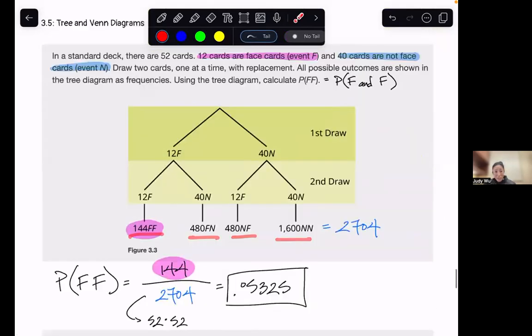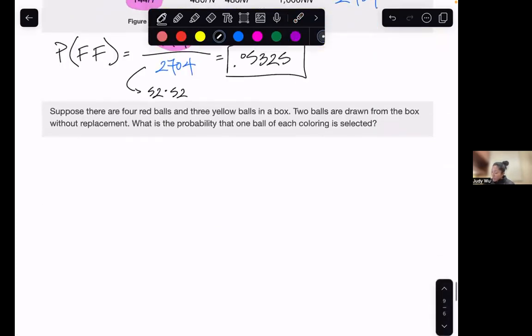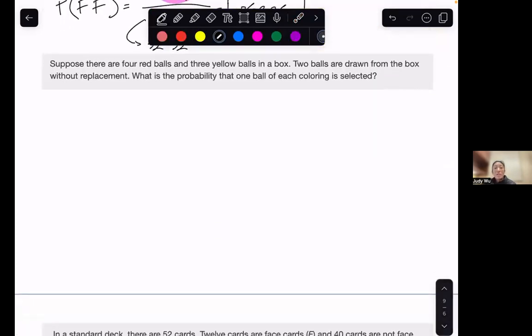All right, so classic card example, but now let's take a look at a different example, okay? So it says, suppose there were 4 red balls and 3 yellow balls in a box. 2 balls are drawn from the box without replacement. So I'm taking it out, I'm looking at it, but I'm not putting it back into the box.